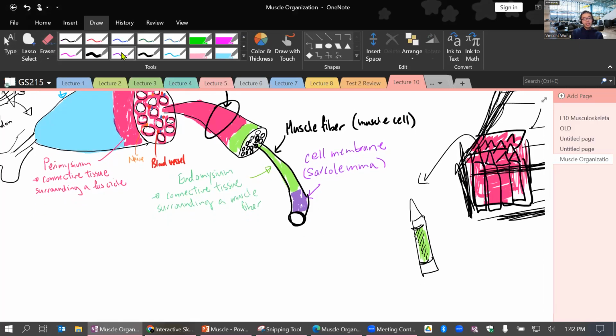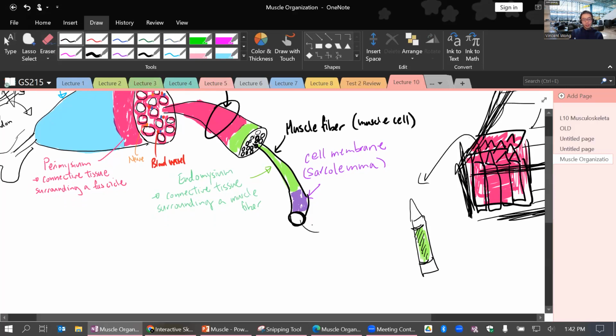And the inside of a cell, that would be the cytoplasm, which also has a special name now because we're talking about the muscle. It is called the sarcoplasm. So the prefix sarco is just for muscle.